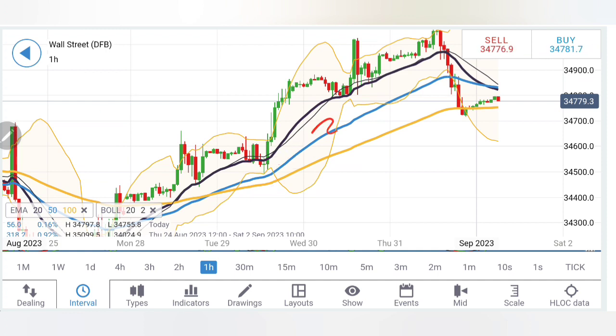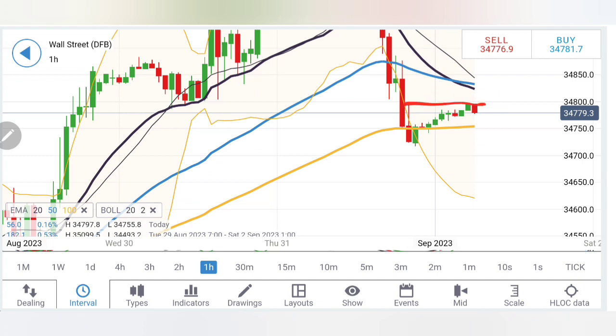Now look US30 on the hourly charts. See, it has come back to 100 period moving average. See 20 and 50 crossing over here. This is a bearish sign, and you can also note a little resistance is seen here at 34,800.